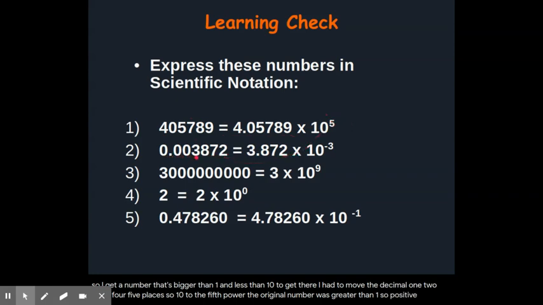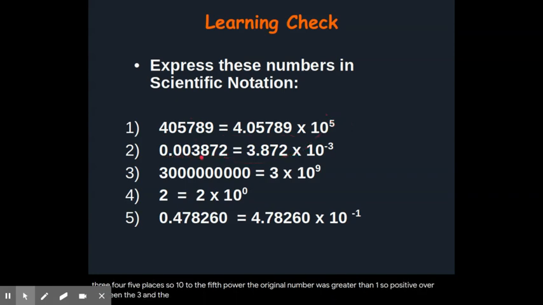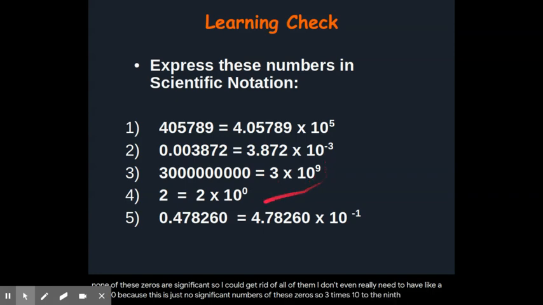Here, I moved it over between the 3 and the 8 for 3.872, negative 3rd power because this number is less than 1. Now here, none of these zeros are significant, so I could get rid of all of them. I don't even really need to have like a 0.0 because these zeros are not significant numbers. So 3 times 10 to the 9th power.